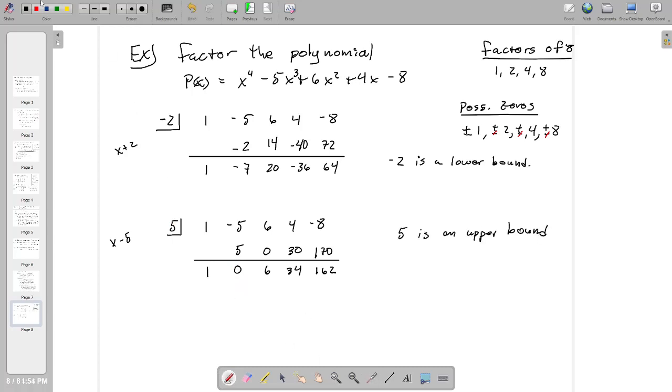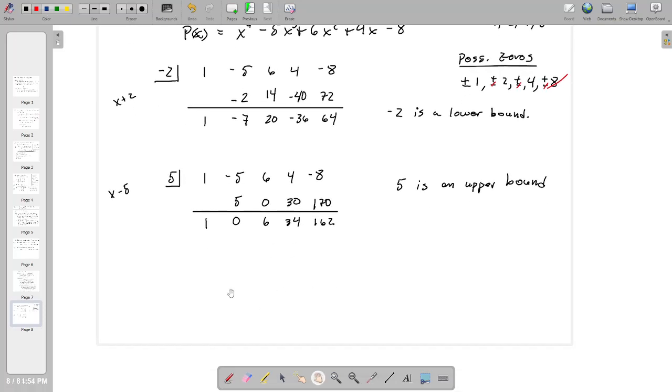So that would actually eliminate 8 entirely, because 8 is bigger than 5, and we know that our zeros are bounded by 5. So we can eliminate 8 because it's bigger than 5, and 5 is an upper limit on the possible zeros, meaning that the zeros will be no higher than 5. Since 8 is higher than 5, it's not a possibility.